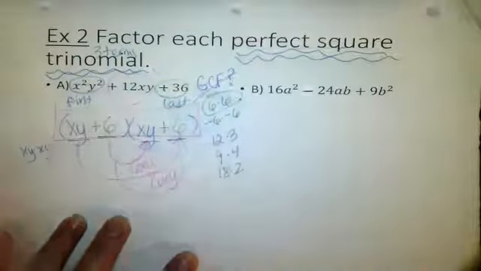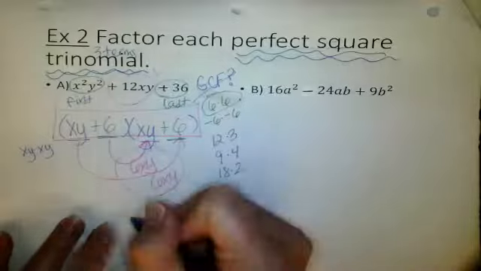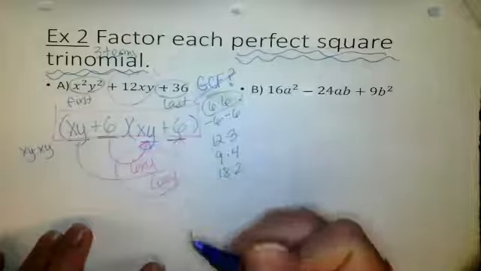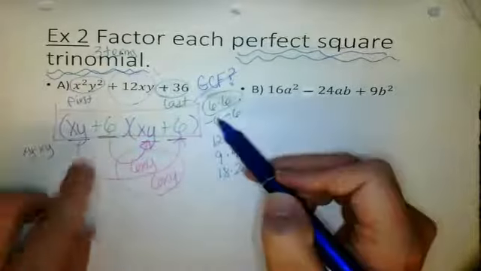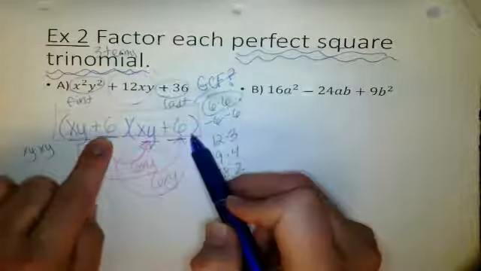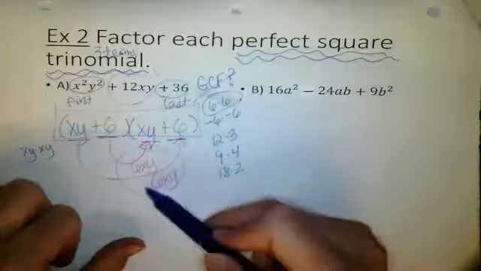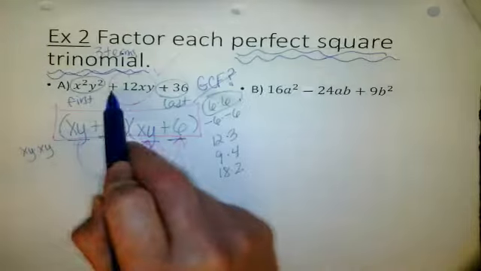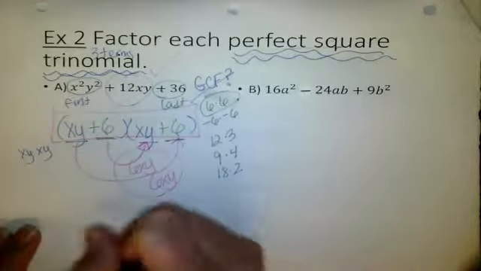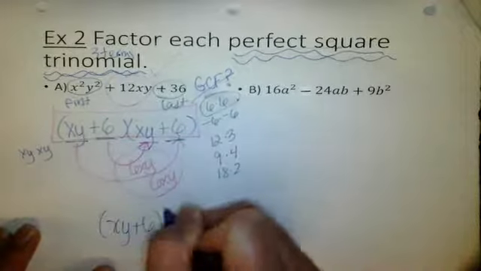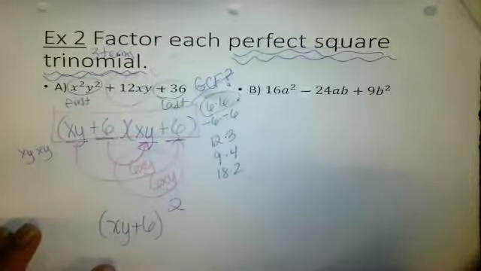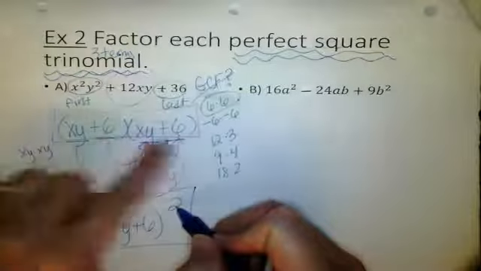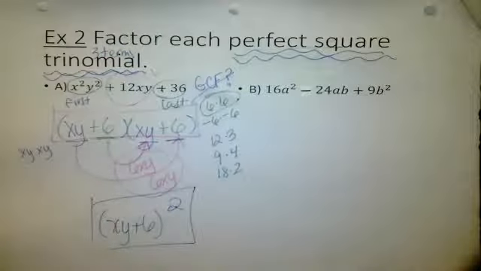Is there another way we could write that? Like it's just repeated itself, right? So if you use negative 6 and negative 6, when you multiply, you get negative 6xy and negative 6xy, and that would give us negative 12xy. So we do have to be careful with the signs. Could I write it xy plus 6 quantity squared? Does that mean the same thing? Yes, it does. It says repeat it 2 times. So either one of those forms is good.